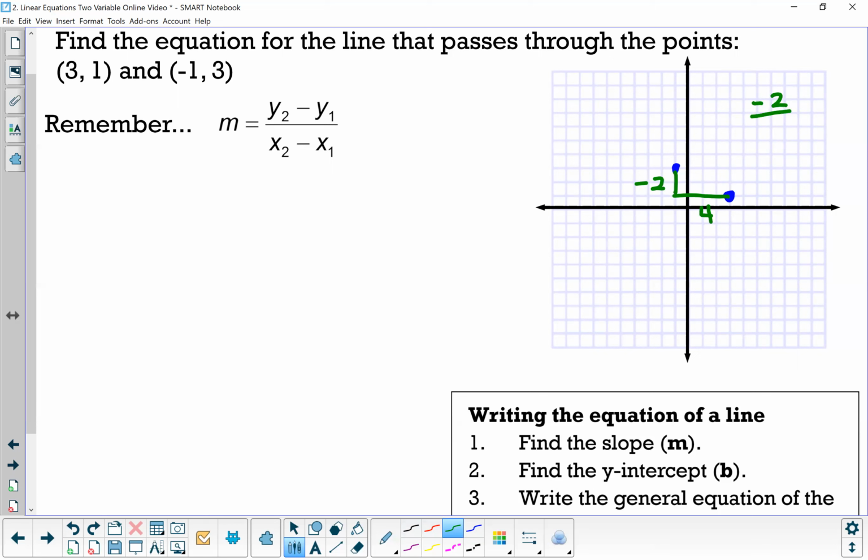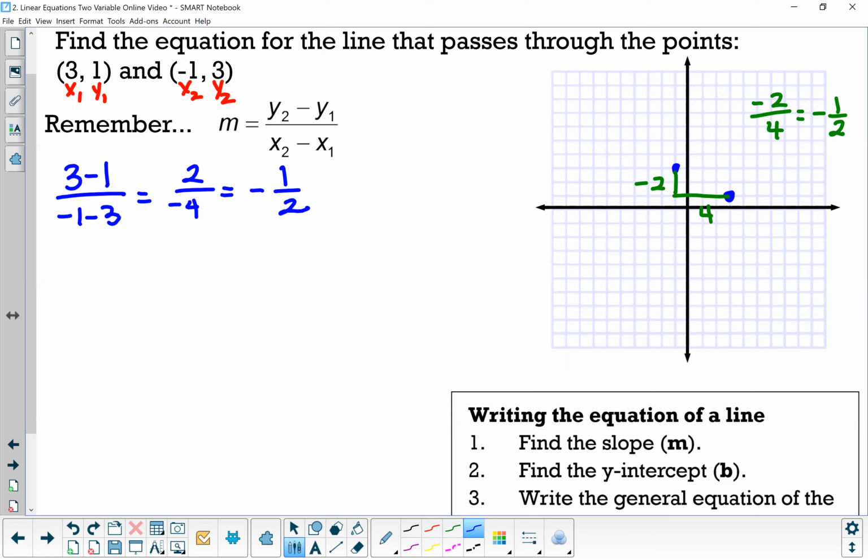So -2/4 gives me -1/2. Now, if you use the formula, it's fine too. I'm going to say this is x1, y1, and this is x2, y2. So if I did it that way, we have 3 minus 1 over -1 minus 3. So we have 2 over -4, which again is -1/2. Either way, you should get the same slope. So so far we have y equals -1/2 x plus b.